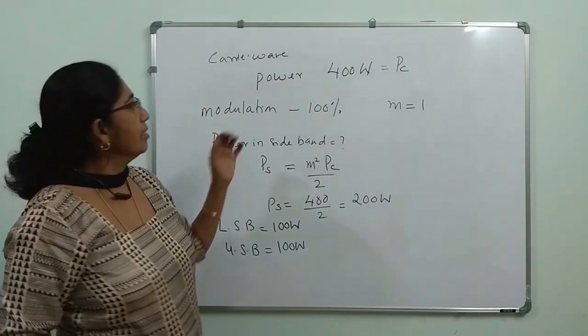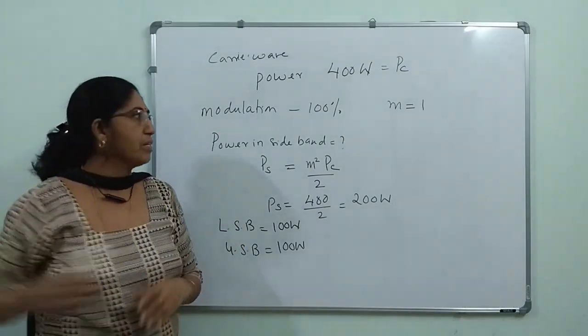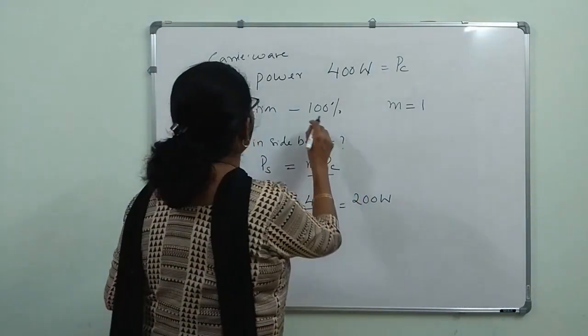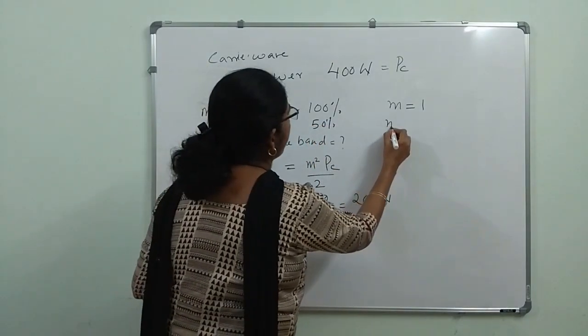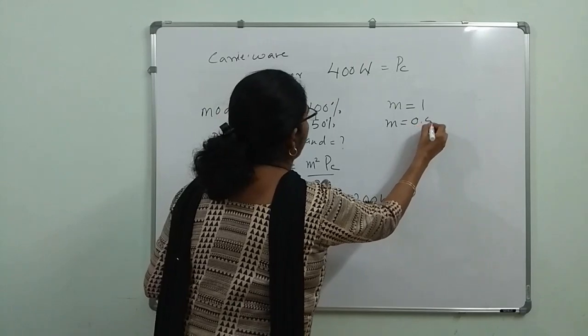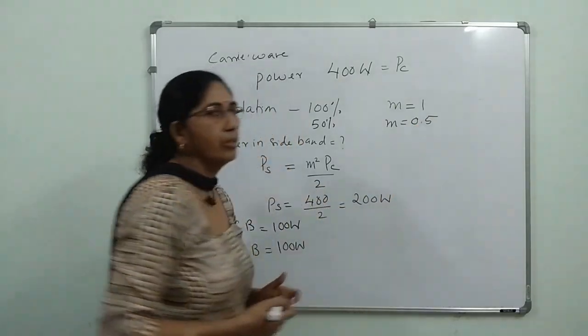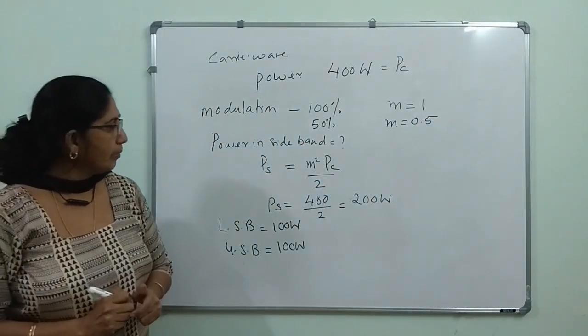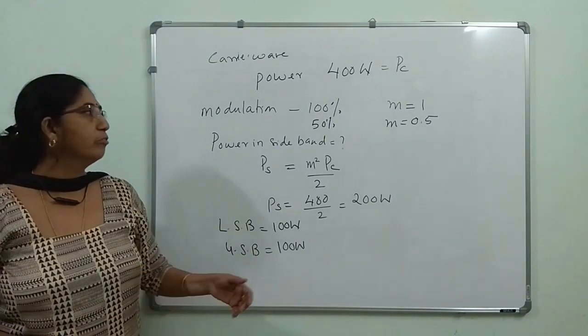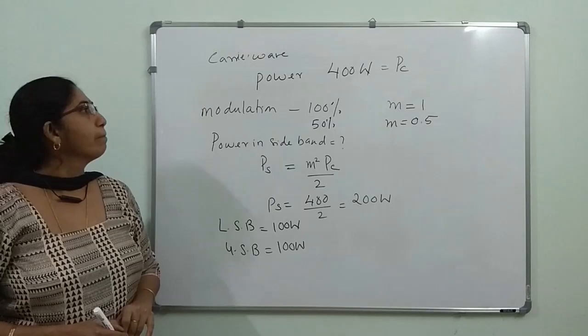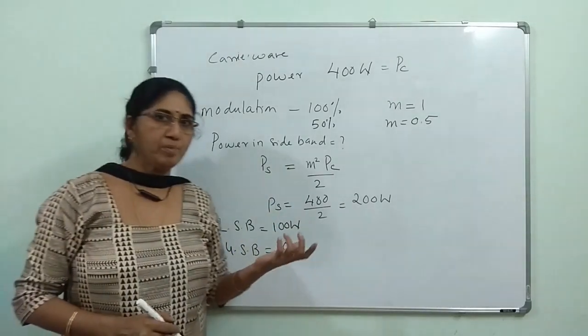Similarly, you can calculate if the modulation is say 50%. I am saying modulation is 50%. 50% means the value of M will be 0.5. You can calculate what will be the power in the sideband. So that you can do for yourself. We'll work out a few more problems in the next class.